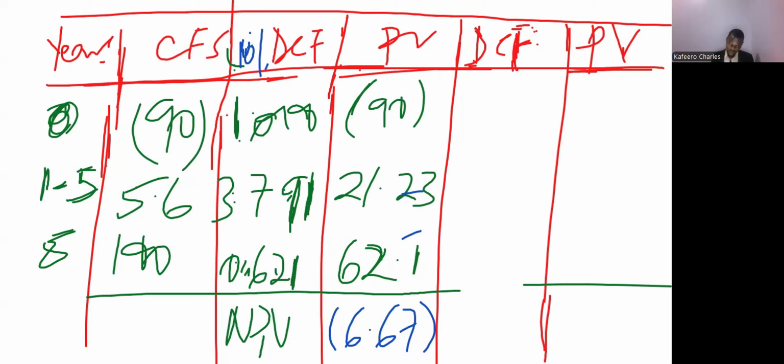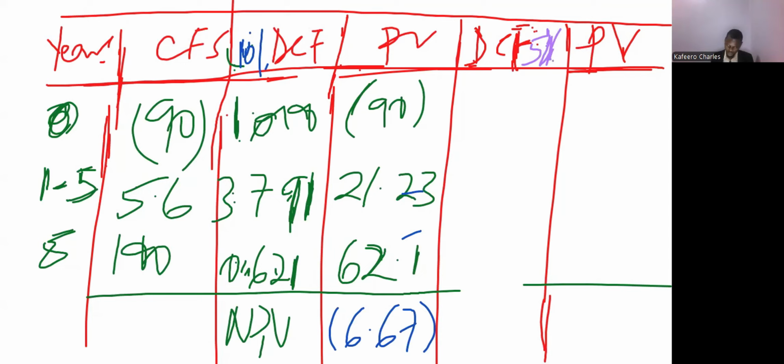So we have seen, we have gotten a negative NPV. What do we do to the rate? Once we get a negative NPV, then we reduce the rate. So here, let's take 5%. We have reduced to 5. When you get a positive NPV, you just increase so that you can be able to get a negative. But here we have a negative, so we have to reduce the rate so that we can get a positive NPV.